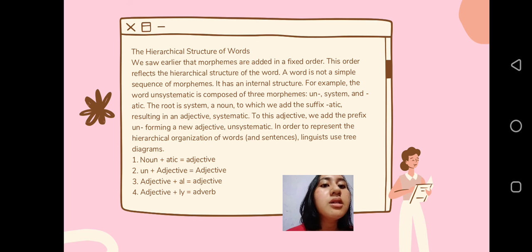For example, the word unsystematic is composed of three morphemes: un, system, and -atic. The root is system, a noun to which we add the suffix -atic, resulting in an adjective, systematic. To this adjective we add the prefix un-, forming a new adjective, unsystematic.